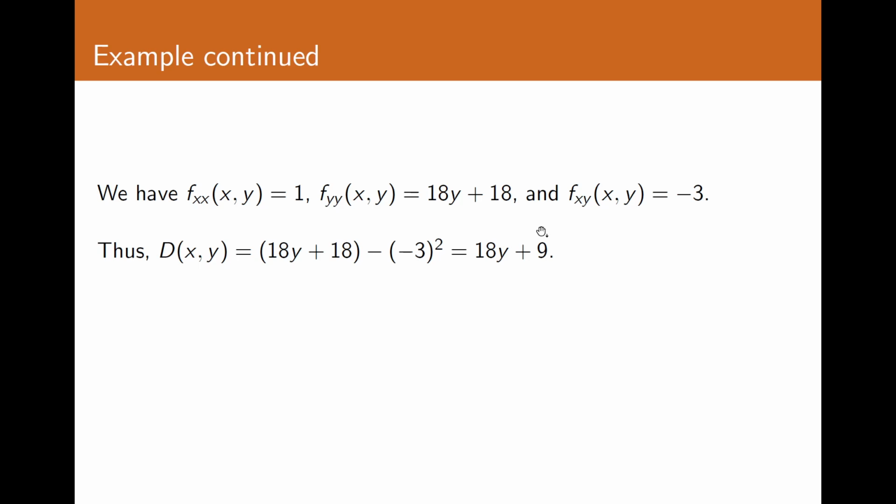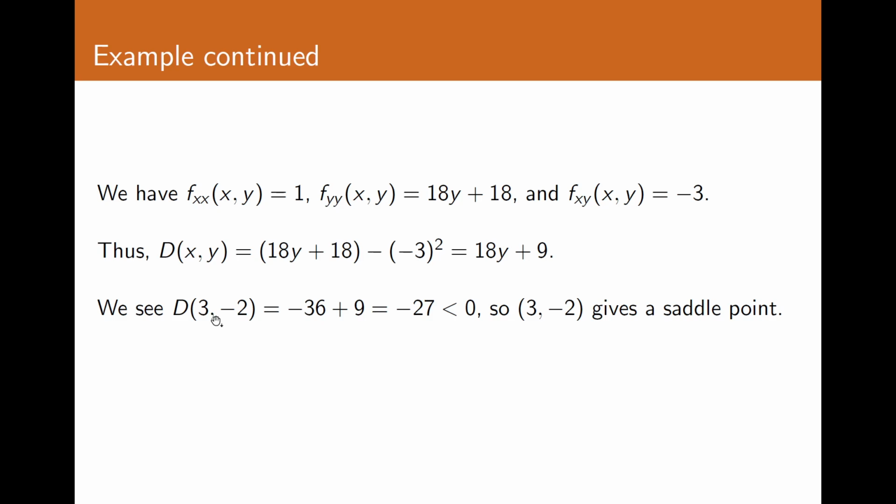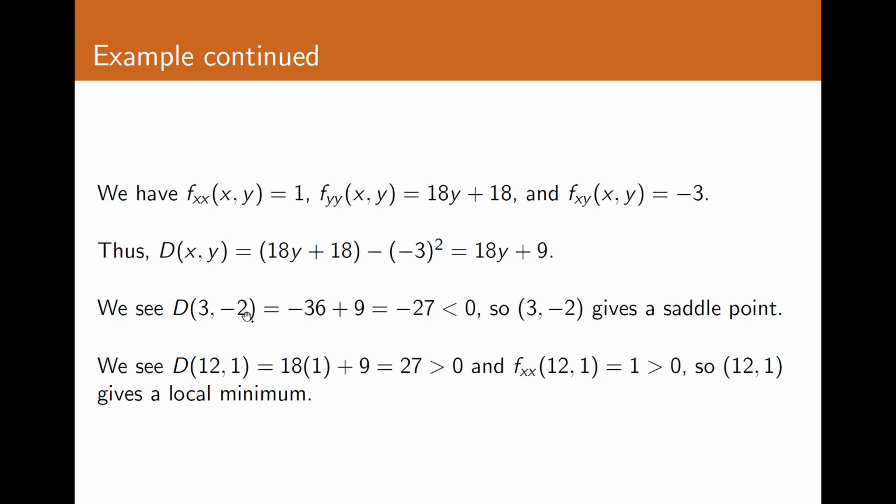Now we can plug in our values, and we see that d at the critical point (3, -2) is negative 27. So that means that at the point (3, -2), this gives us a saddle point of the graph. If we plug in (12, 1), we end up with a positive 27, and we see that f sub xx is always equal to 1, no matter what the point is, and that's positive, so that means (12, 1) gives us a local minimum.